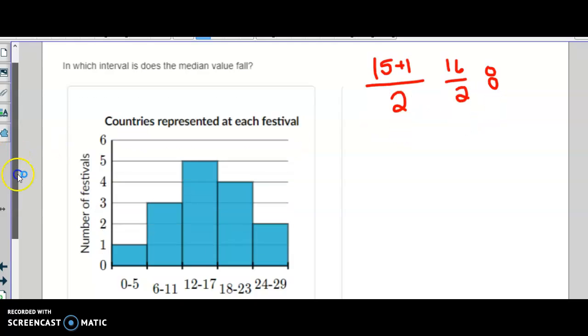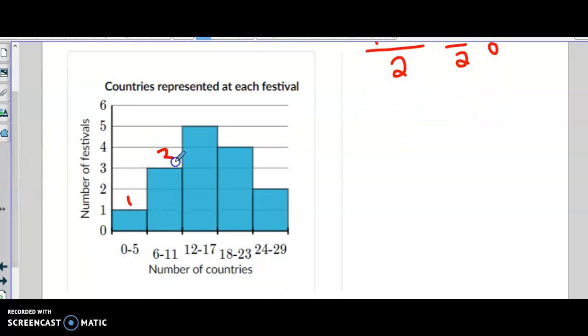So we want to just find that 8th spot. So this is 1 and this is 3. So 1 and 3, this is going to count up to 4, right? 1, 2, 3, 4. And then 5, 6, 7, 8. Okay, so it's going to be in this stack right here, 12 to 17. In a symmetric histogram, the median is in the center.